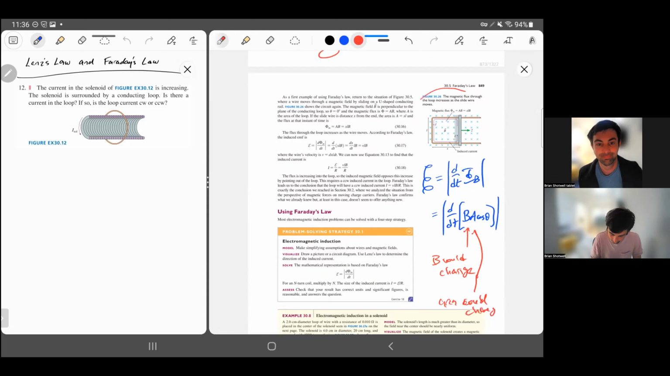An example of this is this picture right here. So we have fixed sliding rails and then a moving conducting rod. And if you'll notice, the area of this loop is increasing. The amount of magnetic flux that's going through that conducting loop is increasing. So from Faraday's law, if the magnetic flux is changing, there's an induced EMF. So the increasing magnetic flux into the screen will induce a current in what direction? Is it clockwise or counterclockwise? Maybe pause the video and give that a shot.